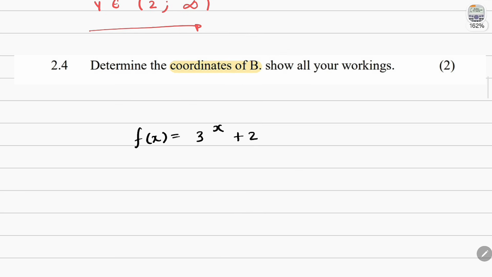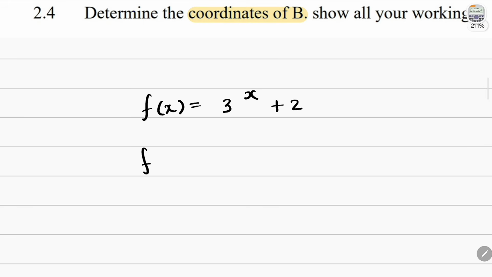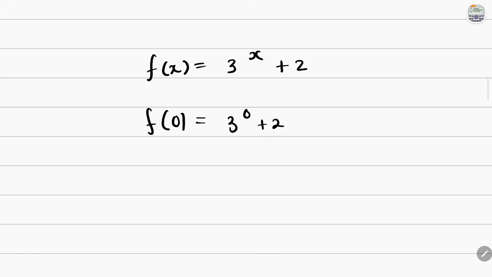And now to find the y-intercept, you're just going to make x equal to 0. So in place of x, you substitute 0. So it's equal to 3 to the power of 0 plus 2. And anything to the power of 0 is 1. So 1 plus 2 is 3.